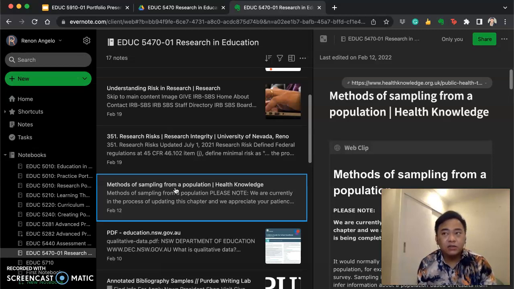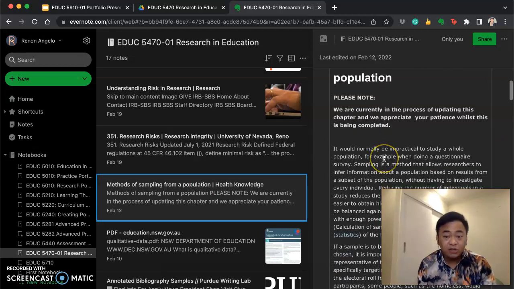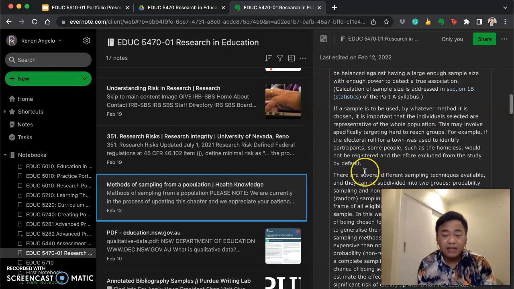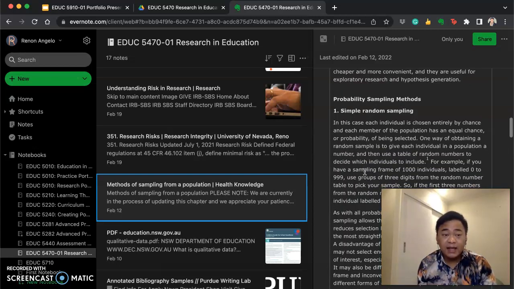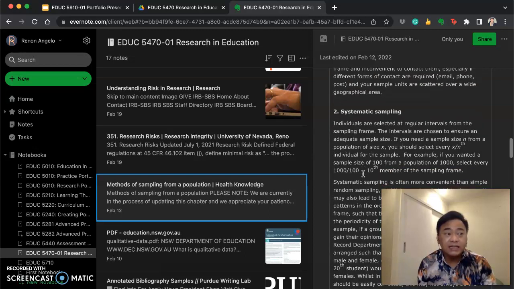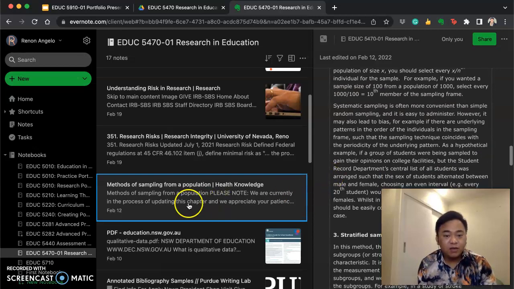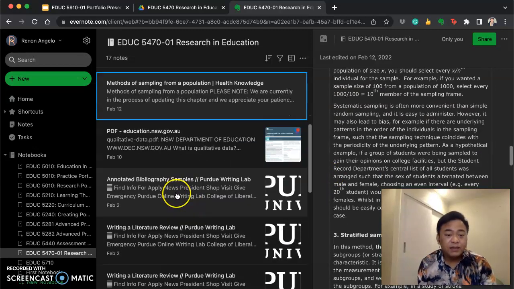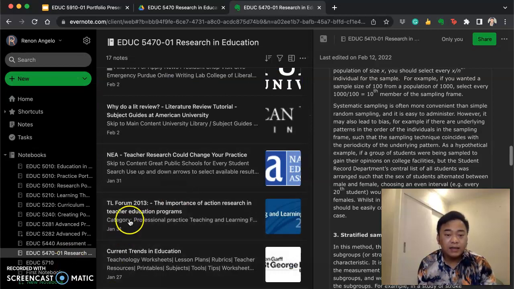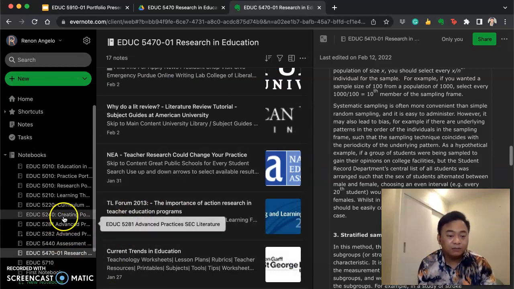During that time I didn't have other ideas about other sampling methods, so I had to do research, and I found this article that's actually very helpful, and they explained the sampling methods in a way that's easy to understand and easy to follow. So that's why I have all of them here on my Evernote account.